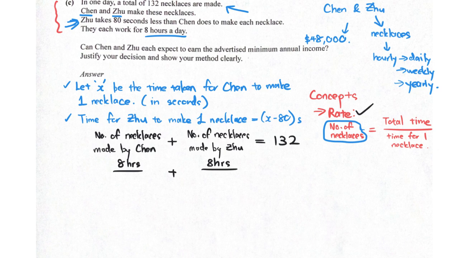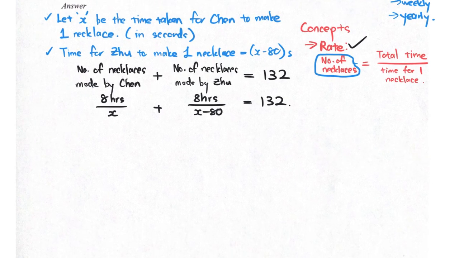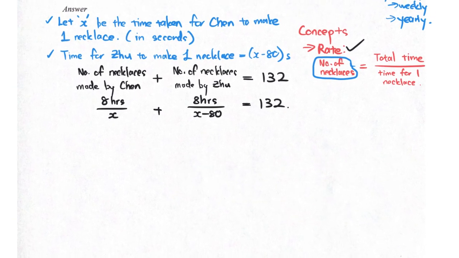So the time taken for one necklace is going to be X for Chen and X minus 80 for Zhu. And that should add up to 132. So now this looks very much familiar to a word problem in solving quadratic equations. Let's just go ahead and solve it. Moving down, giving us more space.